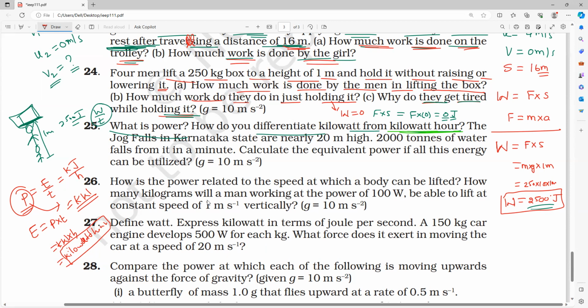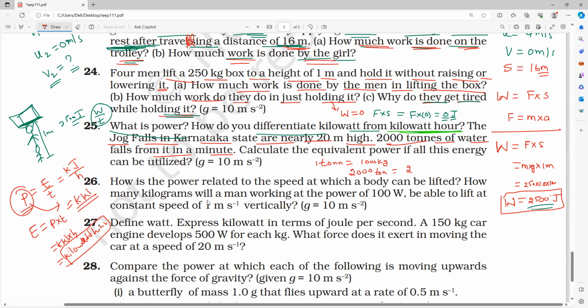Next. The Jog Falls in Karnataka state are nearly 20 meters high. Jog Falls means waterfalls, guys. 2000 tons of water falls from it in a minute. So 1 ton is equal to how many kilograms? 1 ton is equal to 1000 kilograms.